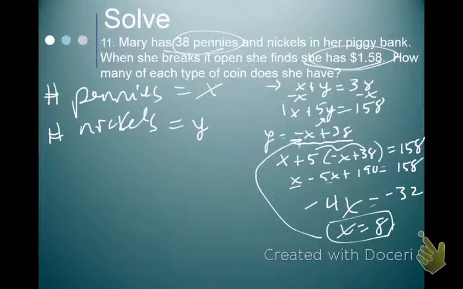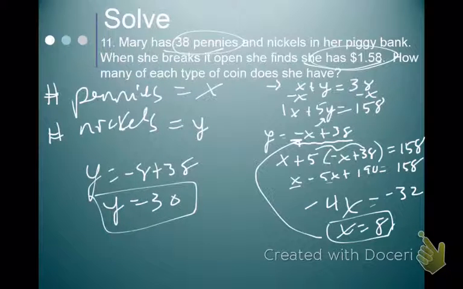And if you get 8 pennies, we can plug that in here. Your y equals negative 8 plus 38, and find out that the number of nickels is going to be 30. Okay? And of course, you'd want to plug these back in. So 8, 30. Plug that back into both equations. Make sure that gives you two true statements so you know you did the problem correctly.